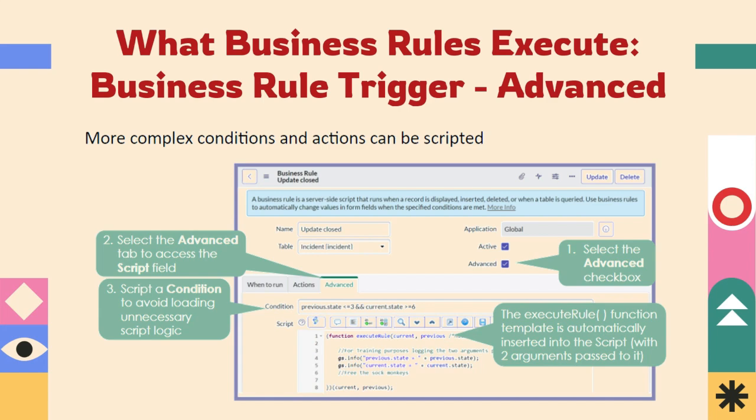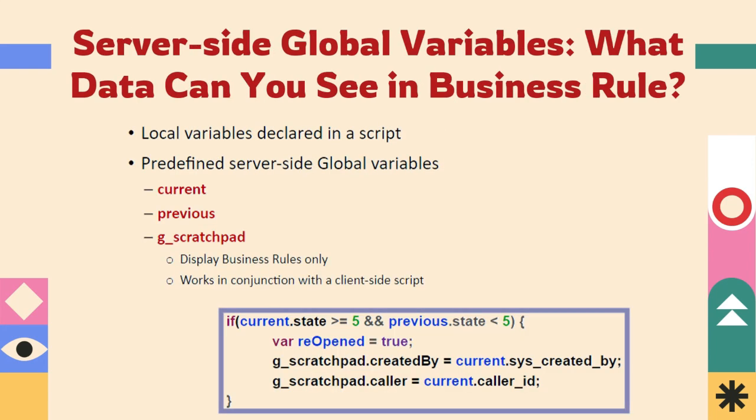Alright, so let's move further and see what server side global variables are and what data you can see in business rules. We can see local variables declared in a script, and predefined server side global variables like current, previous, g underscore scratchpad. Display business rules only work in conjunction with a client side script. You can see below how g scratchpad is used.